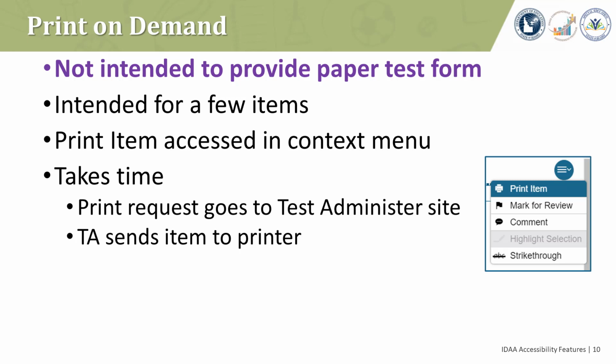You or a student can request that an item be printed by clicking Print Item in the Context or Hamburger menu as illustrated here. The print request goes to the test administrator or TA site. The TA or teacher approves the print request, then sends the item to the printer. It can take some time for the item to actually print. You can't print items ahead of time because you cannot skip items on the test. Each test item must be answered before going on to the next item.